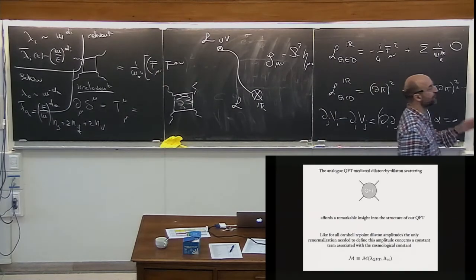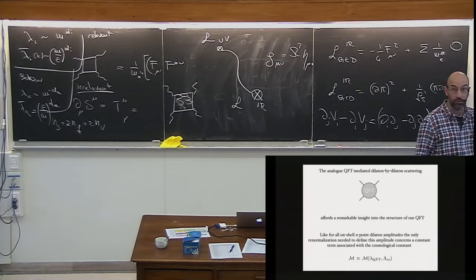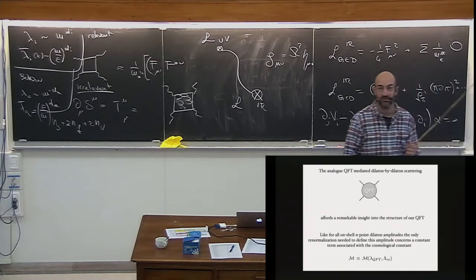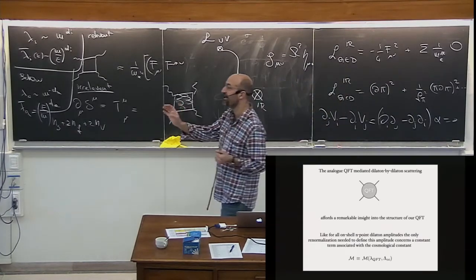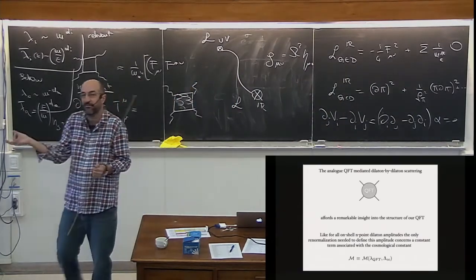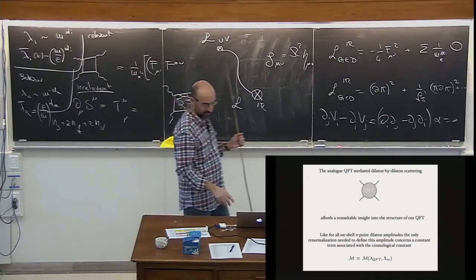So as I said, for all amplitudes involving dilatons on shell, satisfying box omega equals 0 on shell, the only normalization needed to define this amplitude is the cosmological constant. The amplitude is automatically finite up to a constant term. The constant term is trivial, you can track it down immediately.